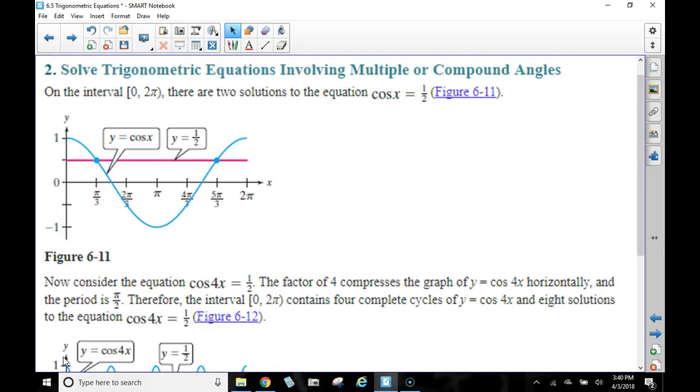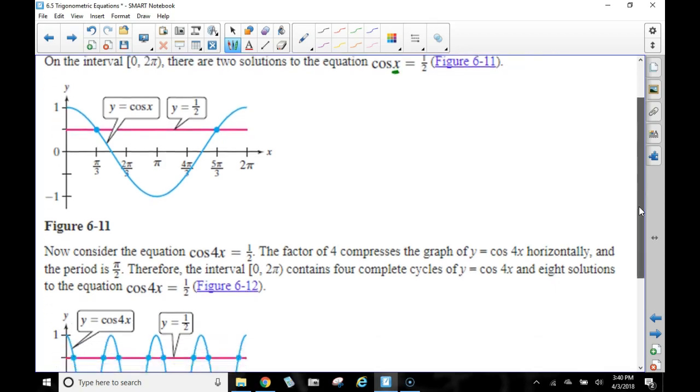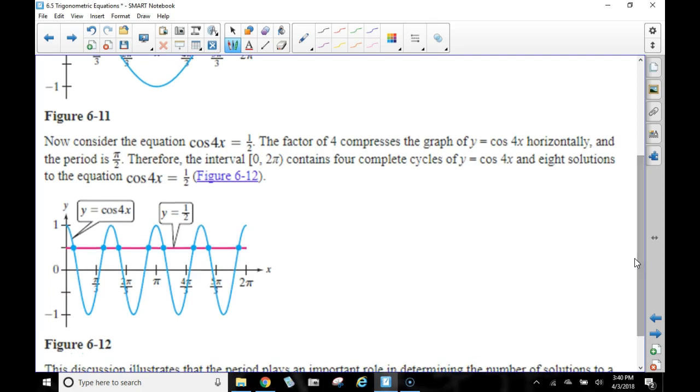On the next part of 6.5, we're going to look at how to solve trig equations involving multiple or compound angles. On the last example, we just saw a single angle x. Now, if we want to look at solving the equation cosine 4x equals 1/2, this is a multiple angle, a quadruple angle for x.